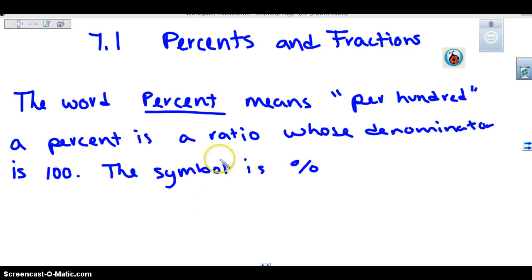Today we're talking about percents and fractions. The word percent means per hundred. A percent is a ratio whose denominator is 100. The symbol for a percent is this right here.